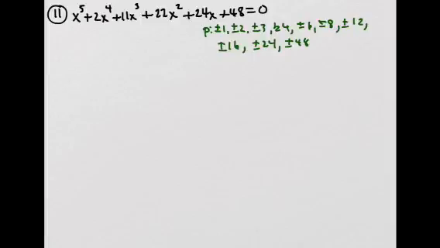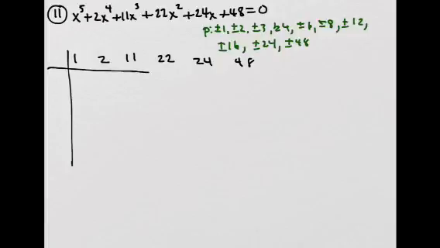So 1, 2, 11, 22, 24, 48, and then I'll just make that, because I don't know how long it's going to take to get to the 0, so I'm going to start with -1. But the reason I'm starting with negatives and not positives, I'm not even going to touch positives, because all of these coefficients are positive. And putting another positive in place of x is not going to give me a 0. So the only chance I have is negatives.